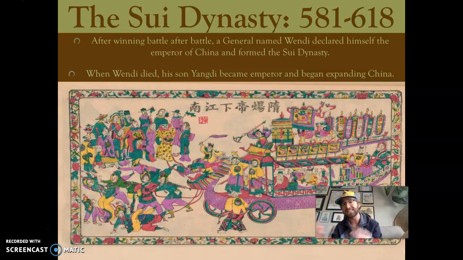Now, when Wen Di died, his son Yang Di became emperor and began expanding China in some very, very special ways. So today, what you guys are going to be doing, it's easy. You're going to watch a short video and answer questions all about Yang Di and the Sui Dynasty, specifically focusing in on this amazing thing that Yang Di made called the Grand Canal.